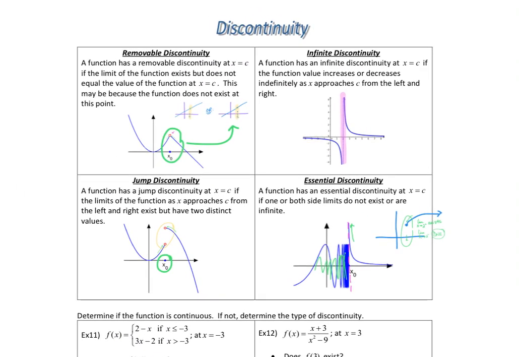So you're going to need to remember those 4 types of discontinuity. Please don't change the names of them. I know that some of my students have in the past gotten creative with trying to rename these discontinuities, but this is it. Removable discontinuity, infinite discontinuity, jump discontinuity, and essential discontinuity.